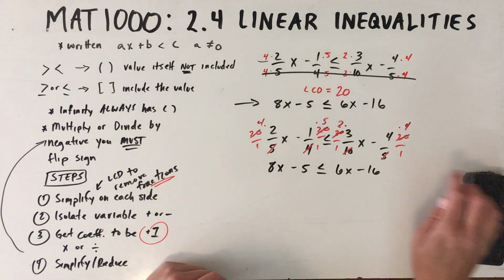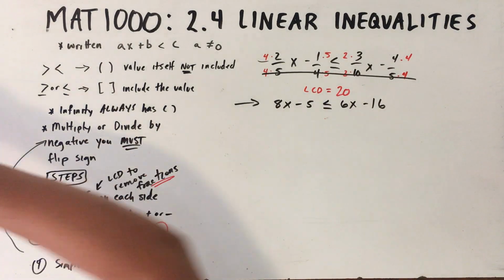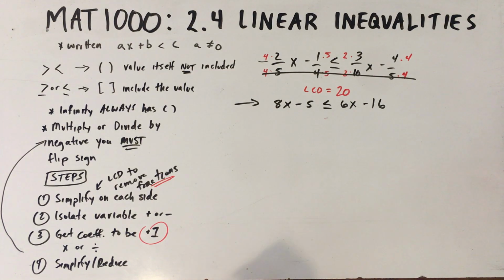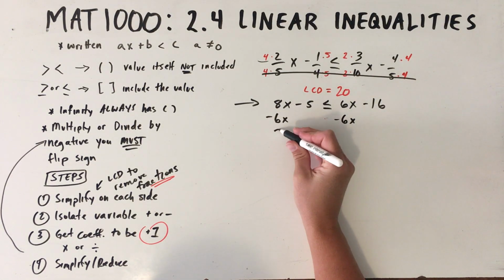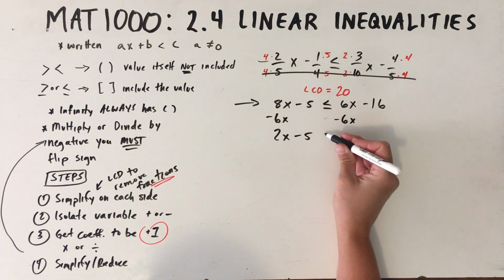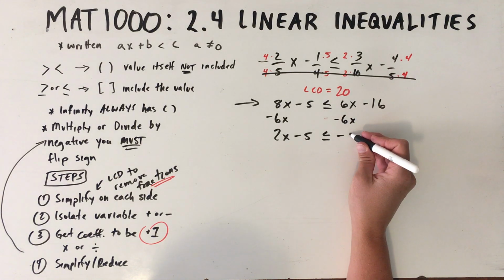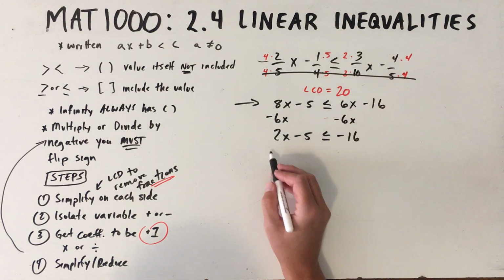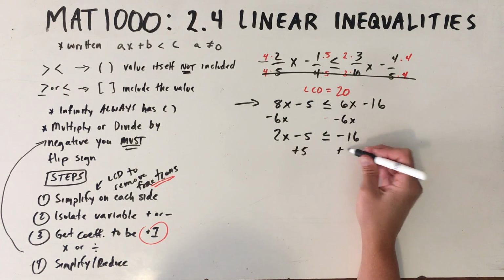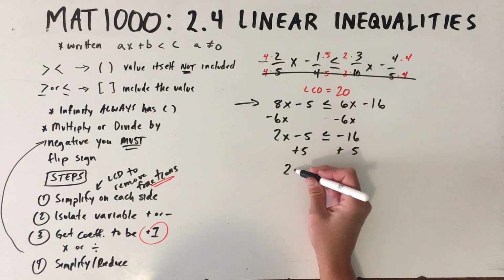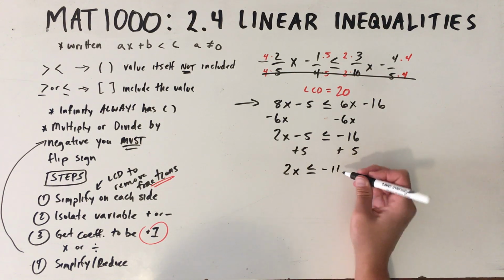So we're just going to work with this equation now that we've cleared the fractions. And I want to isolate my variable. I'm going to move my variable to the left because it makes it really easy for me to read. So I have 2x minus 5 is less than or equal to a negative 16. Still trying to isolate my variable by doing addition or subtraction, I'm going to add 5 to both sides to get the 5 away. 2x is less than or equal to a negative 11.